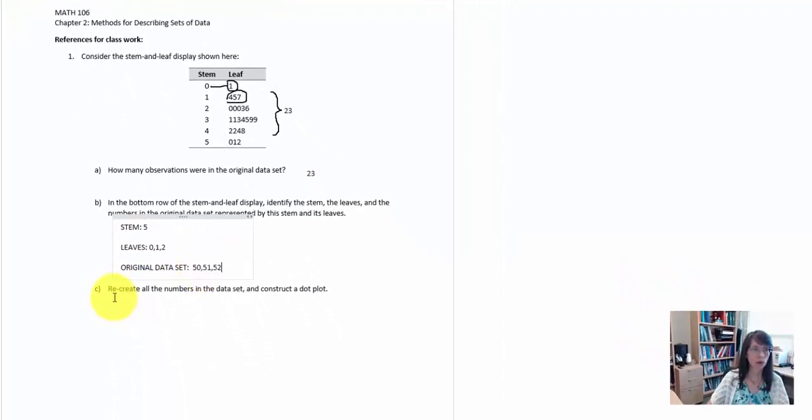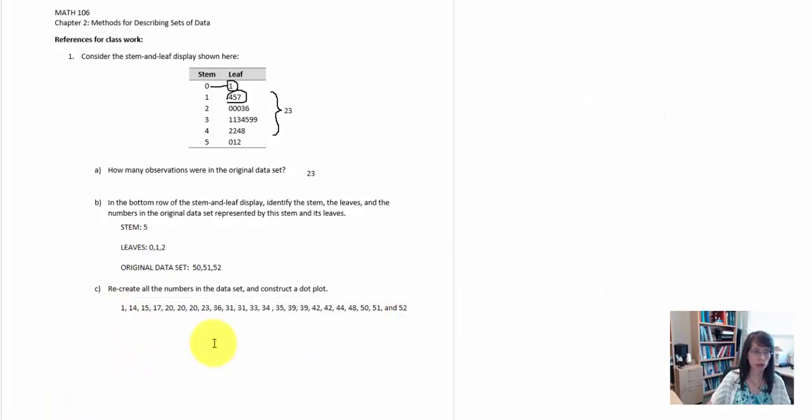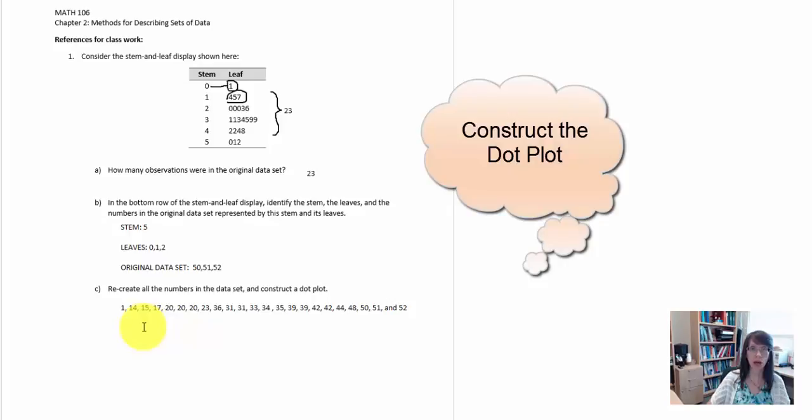For part C, we're going to recreate all the numbers in the data set and construct a dot plot. The original numbers in the data set are listed here. So you'll notice that the number 20 appeared 3 times, and it is important to include that value 3 separate times. And also 31 appears more than once, 39 appears more than once, so does 42. So it's important to record those values that repeat each time in order to account for every value in the original data set.